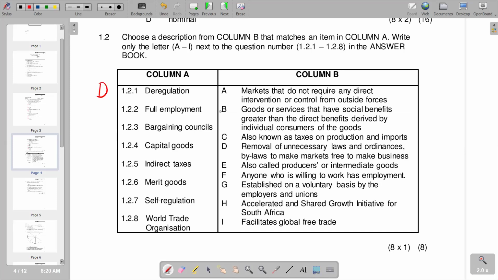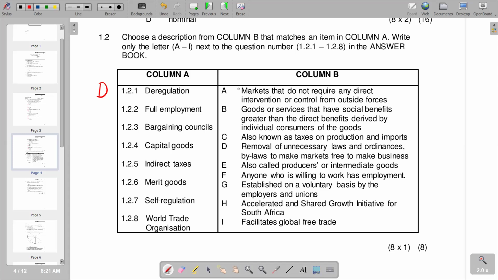Then 1.2.2, full employment. Full employment can mean that every worker that is able and looking for a job can find employment. So that is full employment. Or it can mean the full utilization of the resources that are available. We are not leaving any resource unutilized. We are utilizing all the resources that are there in the economy. We say the economy is operating at full employment level. And also it can mean, when we are talking from the point of view of the labor market, that every potential worker that is looking for a job can get a job. So that is full employment.